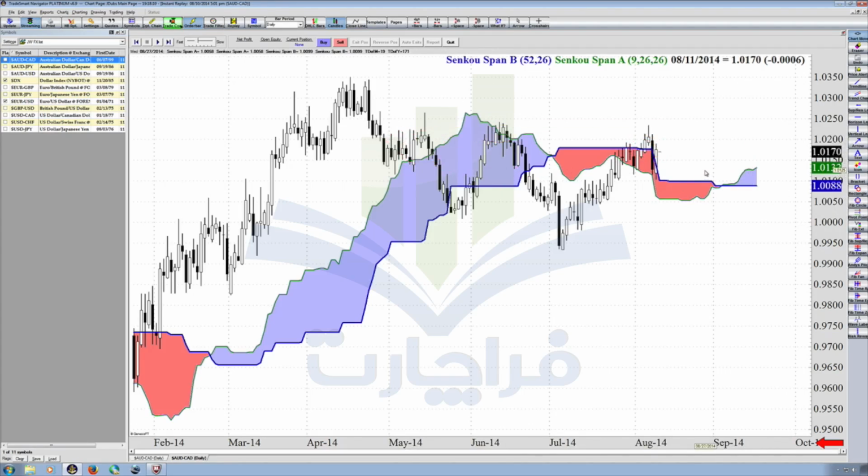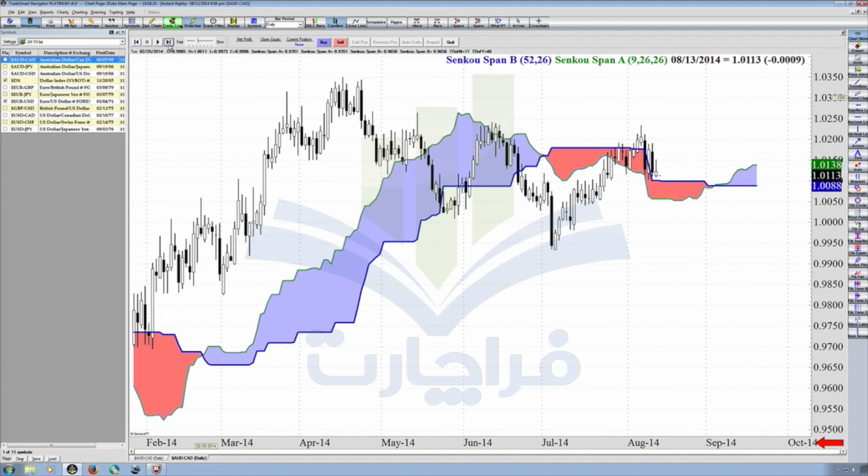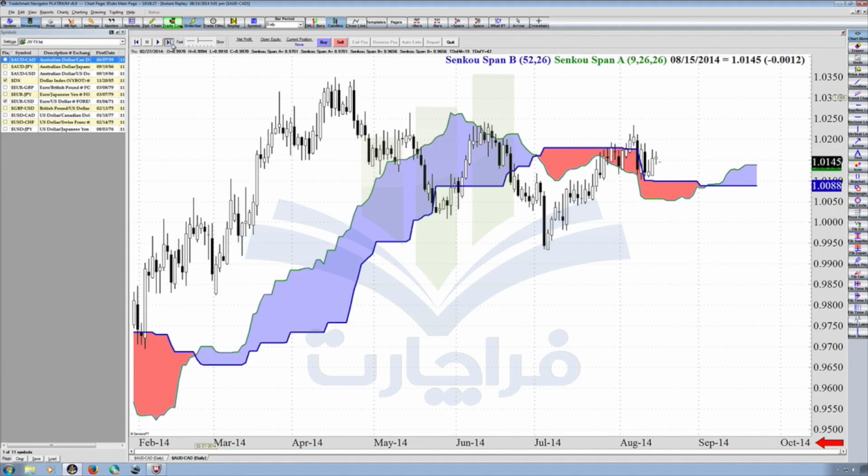But we are above the clouds now. We just barely closed above the clouds, and the clouds are turning blue, which is not in itself a bullish signal, but it does show some momentum shift. We got that cross right there. I'm thinking the 1st of September may be where we get some sort of a break. Let's see what happens. Move this thing forward here.